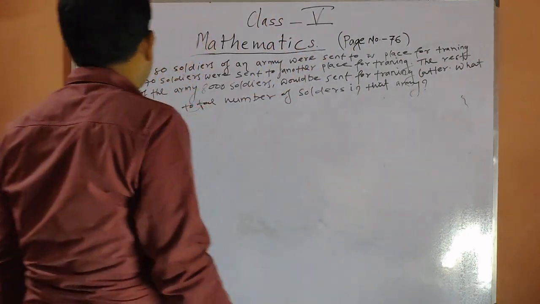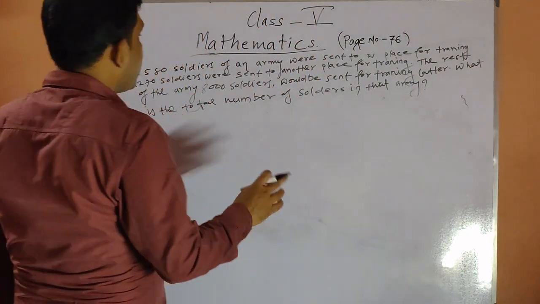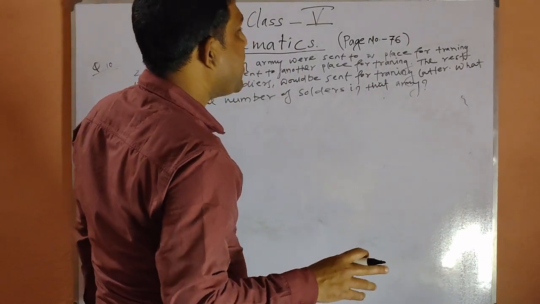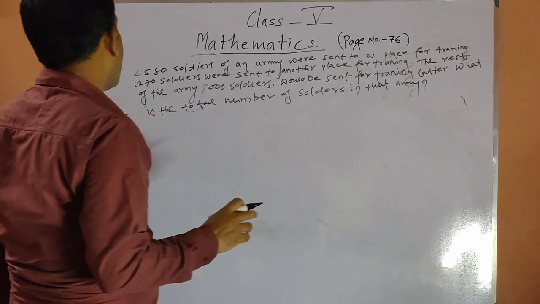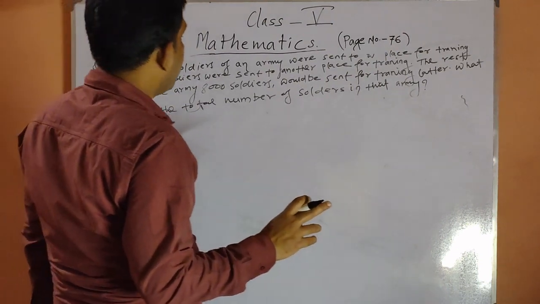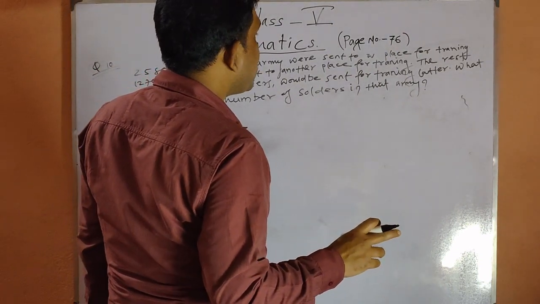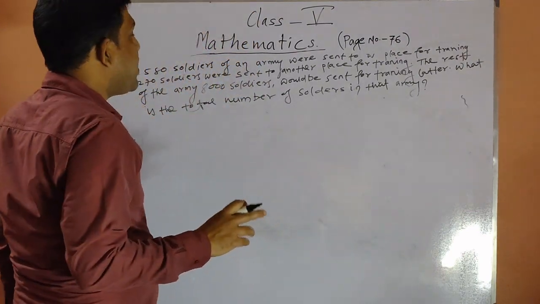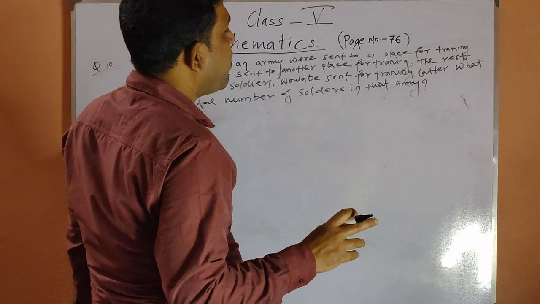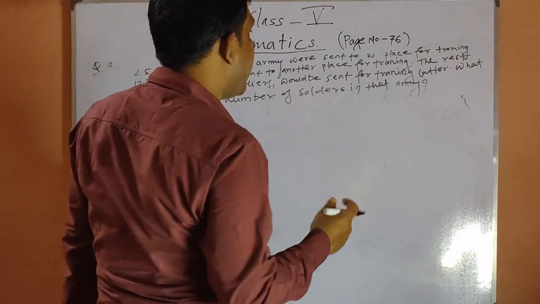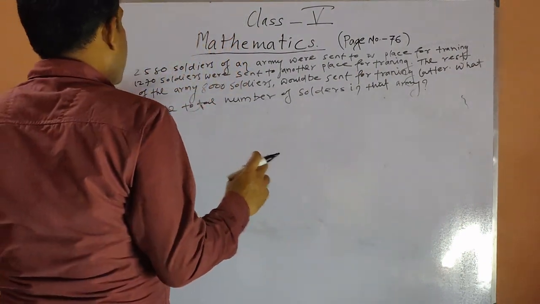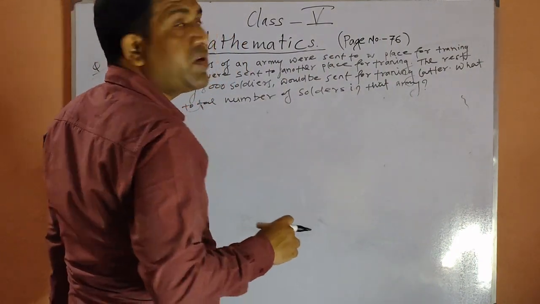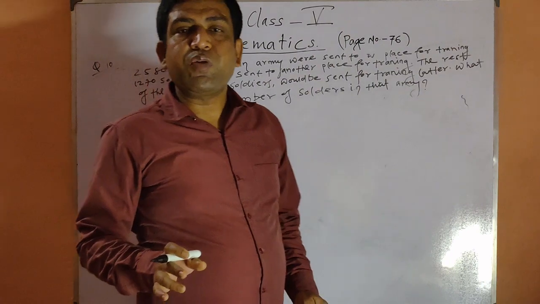Okay, now question number 10. Question number 10: 2580 soldiers of an army were sent to a place for training. 1270 soldiers were sent to another place for training. The rest of the army, 8000 soldiers, would be sent for training later. What is the total number of soldiers in that army? That means all the numbers we have to add here.